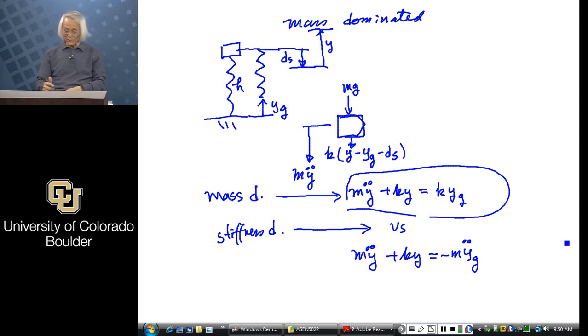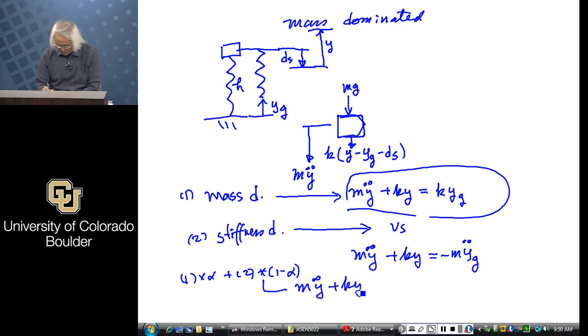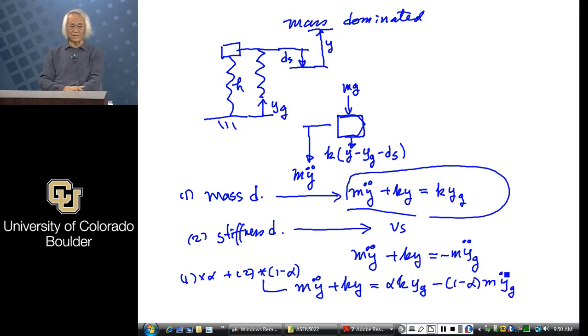Somewhere in between is, if this is 1 and 2, 1 times alpha plus 2 times 1 minus alpha, where alpha is 0 to 1. Then what happens here is m y double dot plus ky equals alpha k yg minus 1 minus alpha m yg double dot. So this is a little bit more realistic model. So you see there are more ways to look at the single degree of freedom problem for accommodating the different physics.